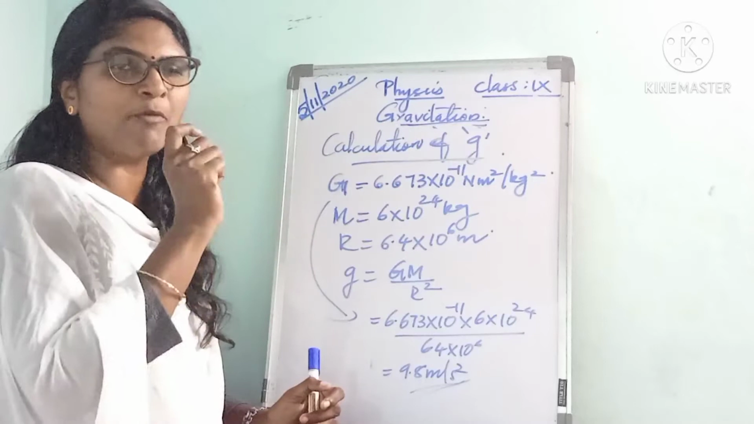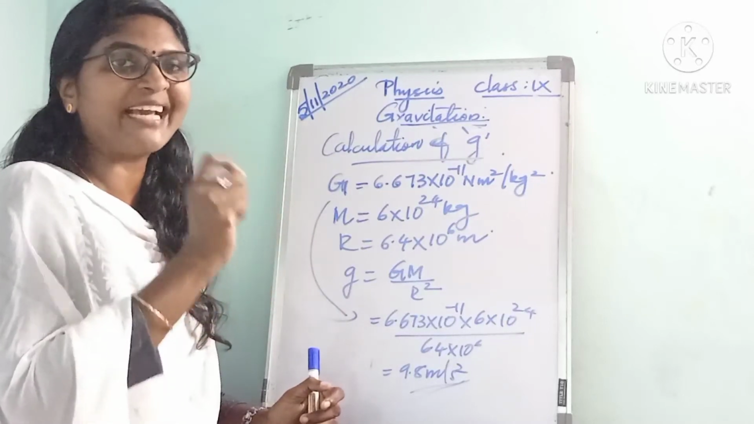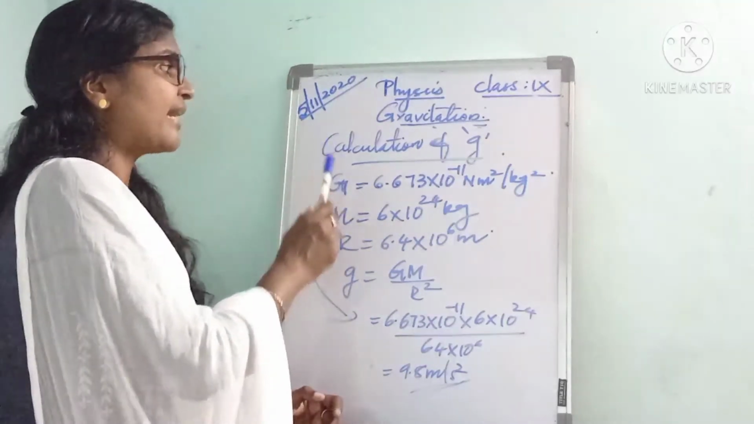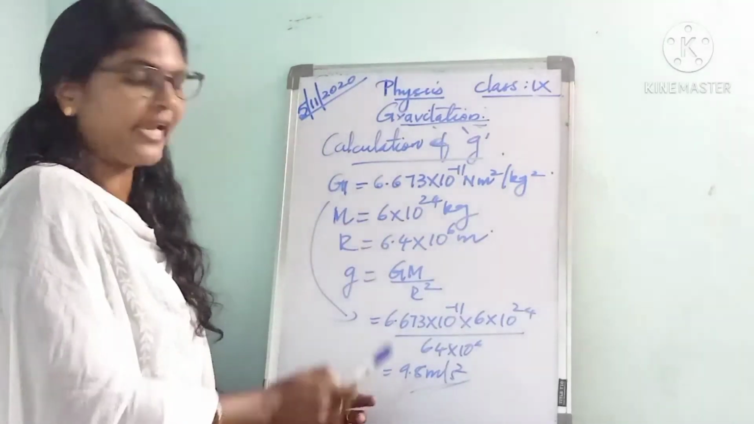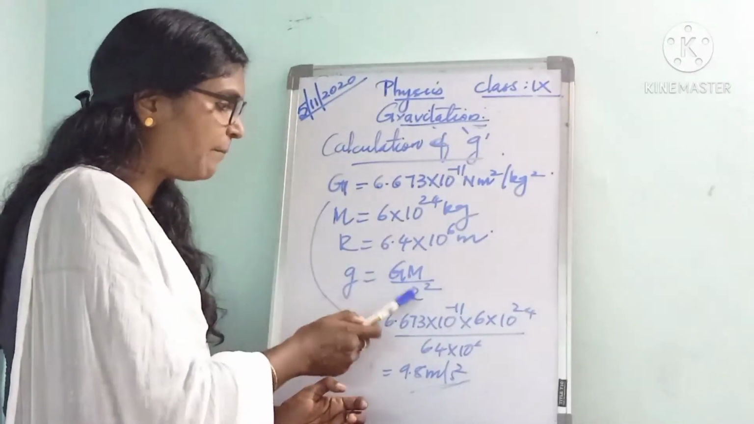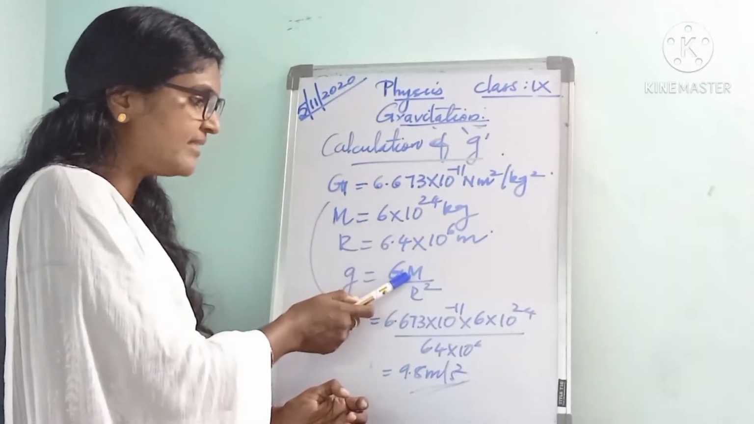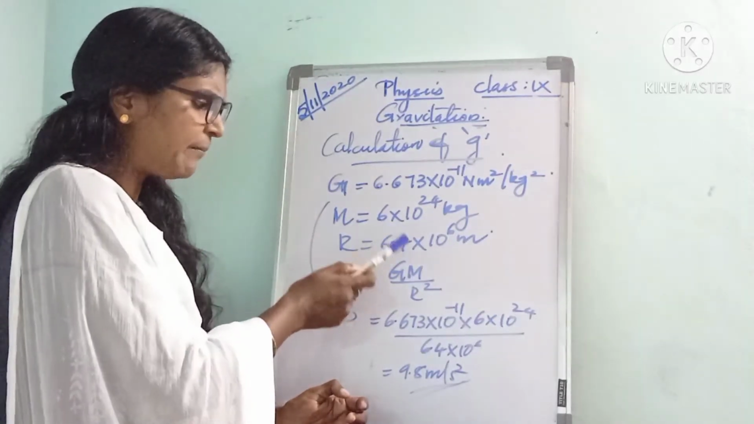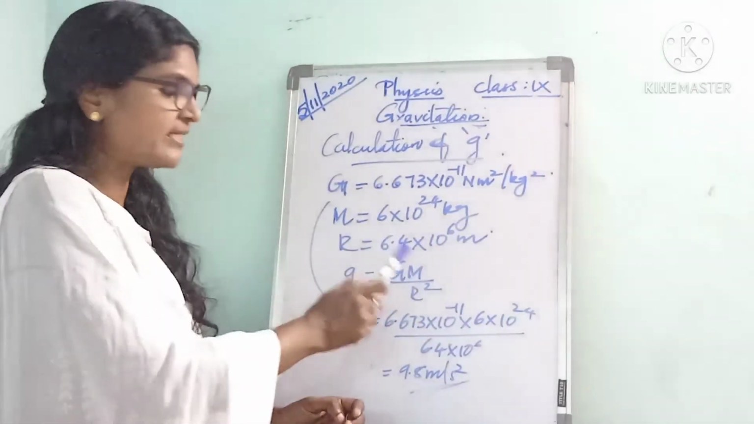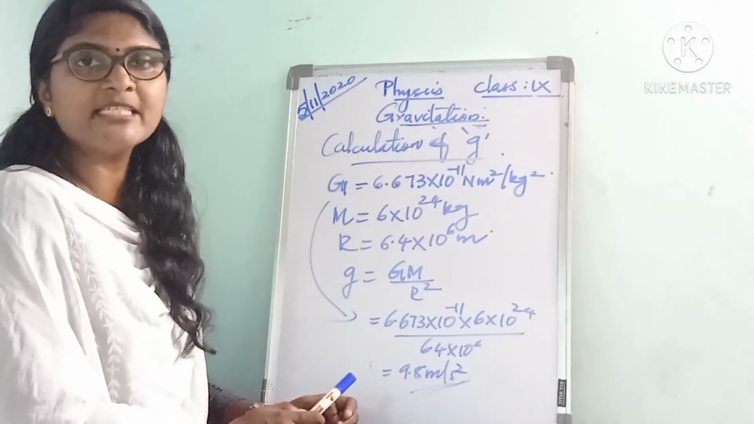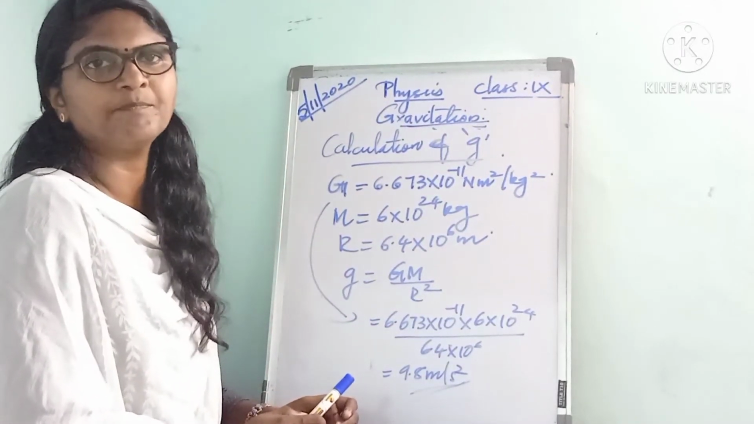Acceleration due to gravity is small g. Its value is 9.8 meter per second square. Actually, that is the calculation of small g. You know the expression for small g, GM by r square. In this expression, we can substitute the value of capital G, the mass of earth and the radius of earth. After simplifying this, we will get the value of small g as 9.8 meter per second square.